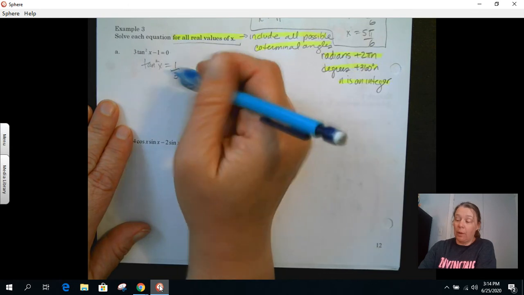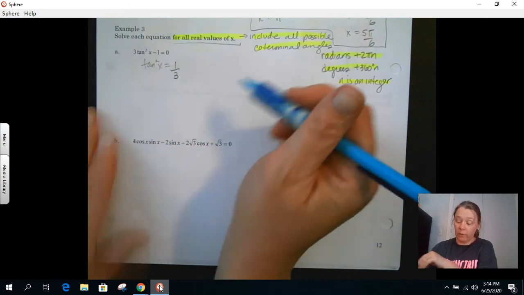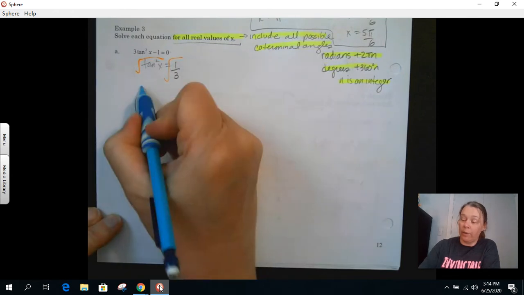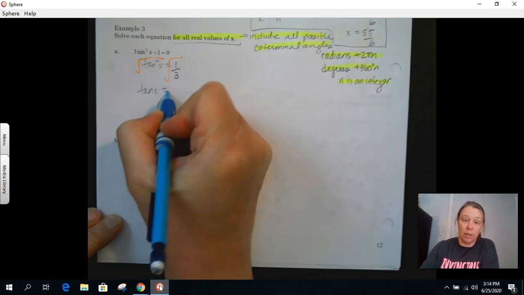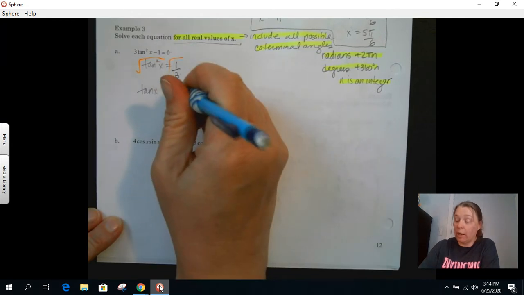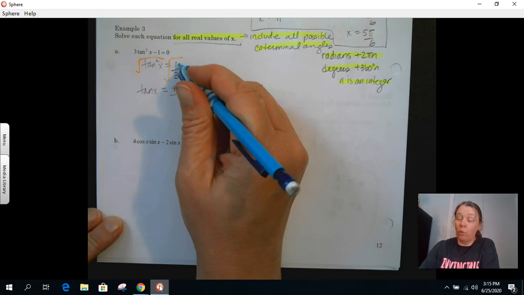So then I want to get rid of the squared on the tangent. I just want the tangent of x. So the inverse of squaring is to take the square root of both sides. So now I'm left with the tangent of x equals, now this is important, when you take the square root of both sides and you're solving an equation, it could be positive or negative square root of 1/3.